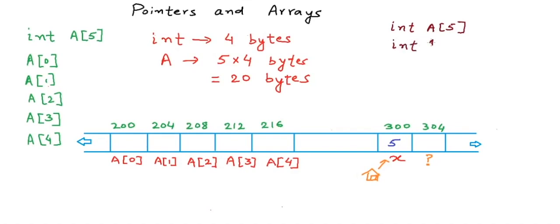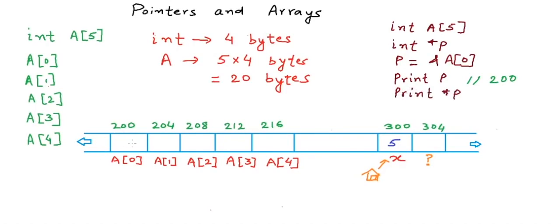If I declare a pointer to integer p and store the address of the first element by putting an ampersand operator in front of A0, then printing p would give us, in this scenario, the output 200, and printing asterisk p would give us the value of the first element. But before that, let's say we have these values in the array. Let's fill up some values in the array.